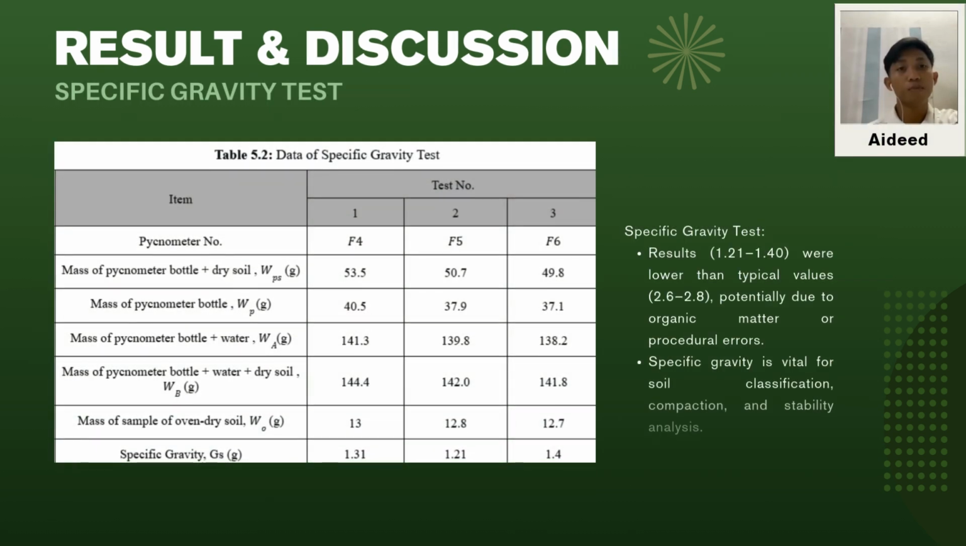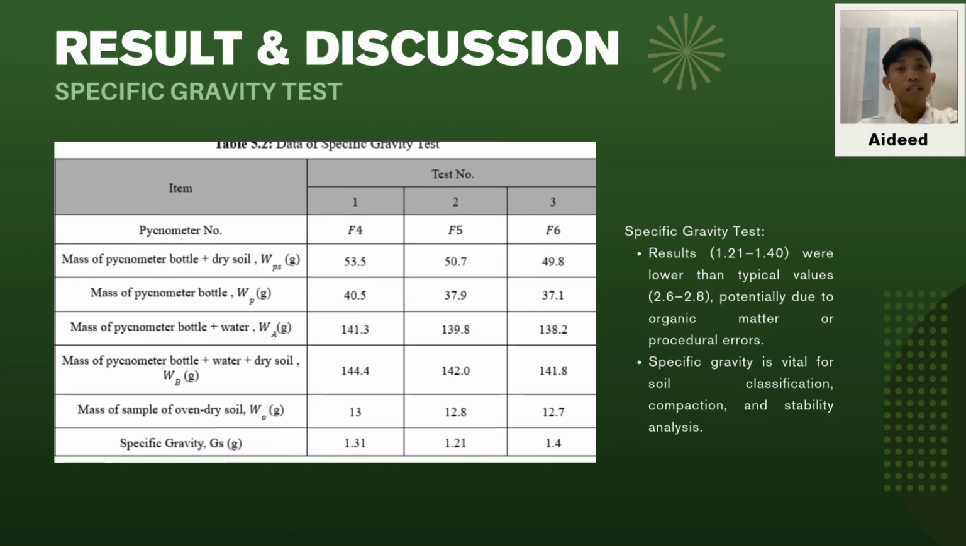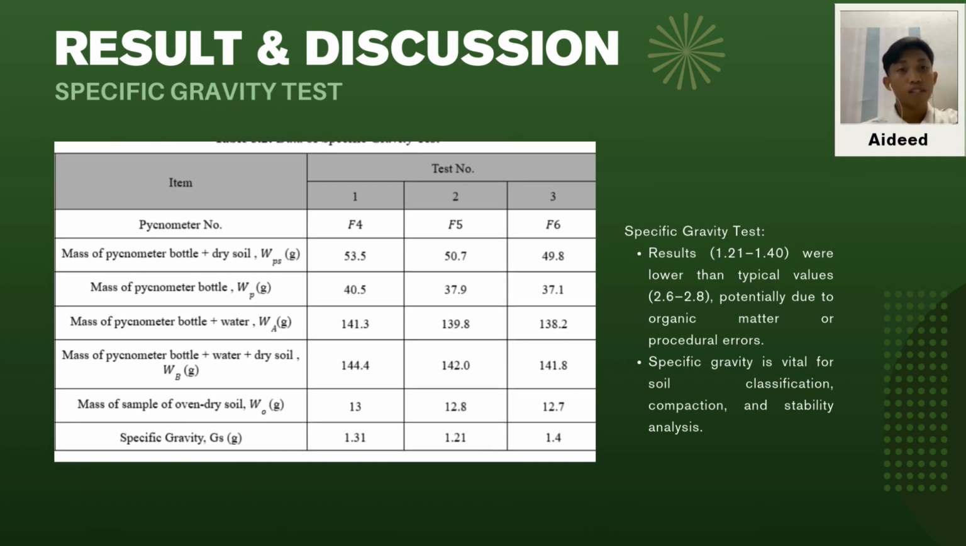So next, the specific gravity test. It showed that our result, which is in the range 1.21 until 1.4, is lower than typical values, which is 2.6 until 2.8. Potentially, it is due to organic matter or procedural errors, which we cannot avoid. Specific gravity is vital for soil classification, compaction, and stability analysis.